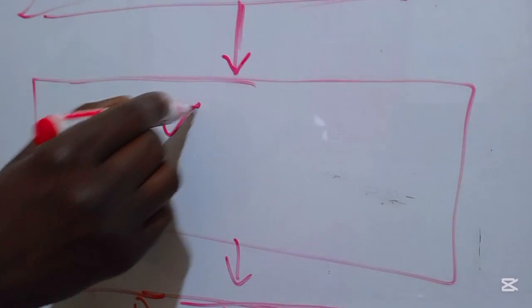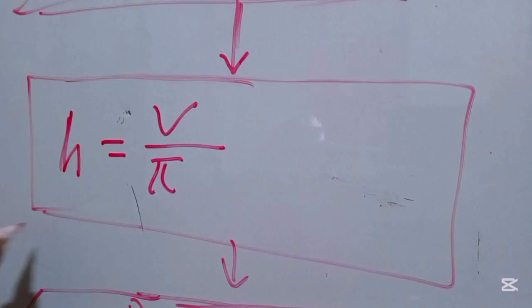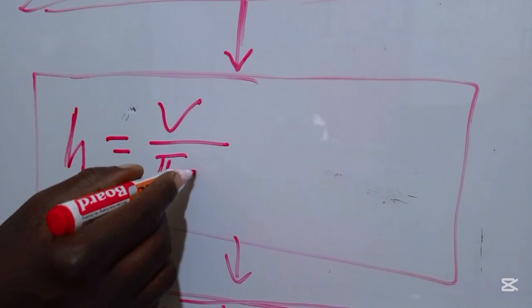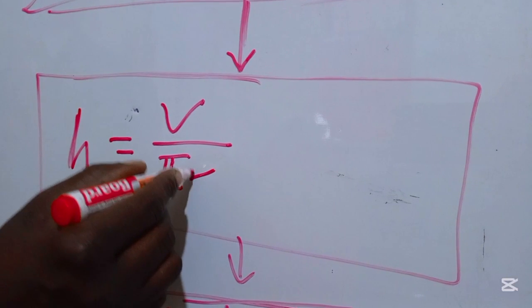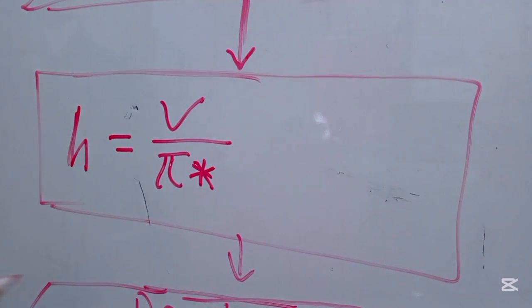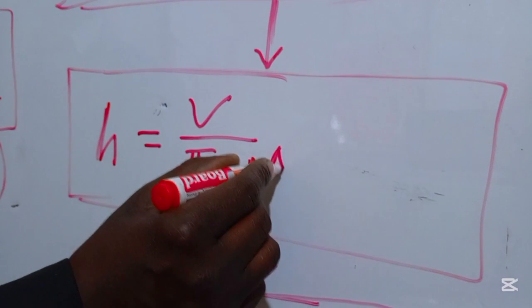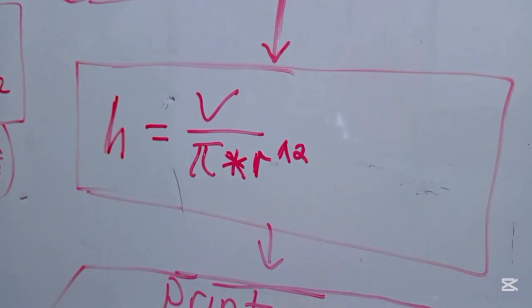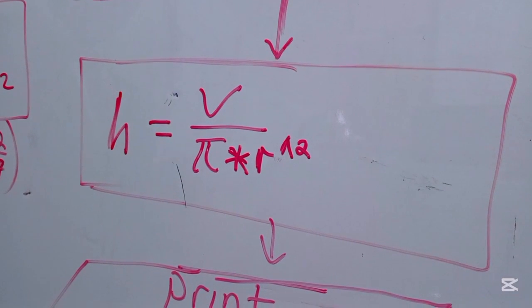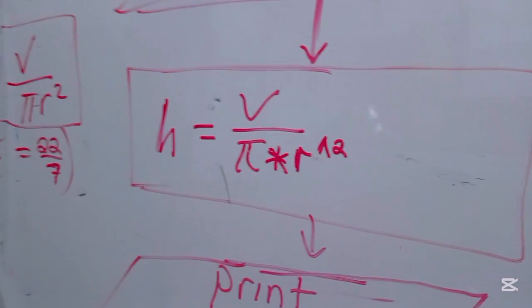Now I should divide. Remember, computer does not recognize multiplication. With this one, since it is a pseudocode, it's fine, I can write it, but it is very important that you put an asterisk, then you put R, then V, you put a 2 like that. So please, ladies and gentlemen, this means R squared. By so doing, you have done the correct thing. It means you have gotten it right.